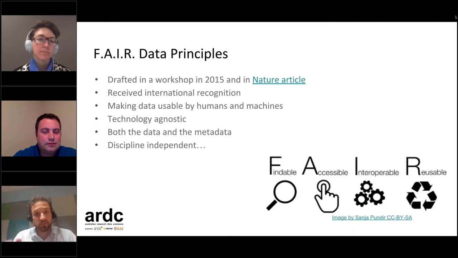I think one thing was the angle in which they talked about not only making data usable for humans but also for machines, and how to actually prepare data in a way that machines can pick up the data and use it in data intensive science or data intensive research. The FAIR data principles are formulated in a way that they're technology agnostic. They're not based around one specific technology solution. They address elements both regarding the data and the metadata, and I think that broader perspective is really helpful and useful. And they were set up in a way that was discipline independent, so not focused on one discipline specifically.